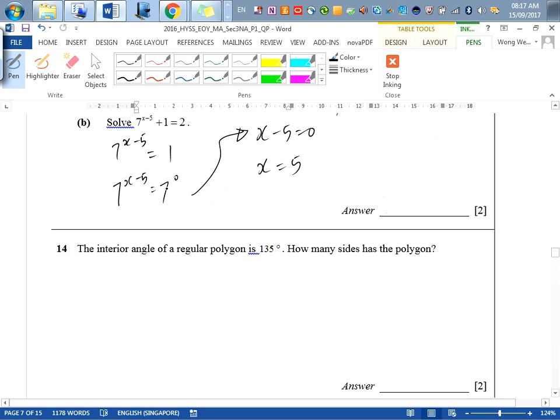I could have written 5 to the power of 0, but that doesn't help me solve it. I could have written 4 to the power of 0. That doesn't help me solve it. But when I choose to write it as 7 power 0, then now I can have the same base. I can compare the powers. And therefore, x minus 5 equals 0, x equals 5. Okay? Yes, Rabialto.